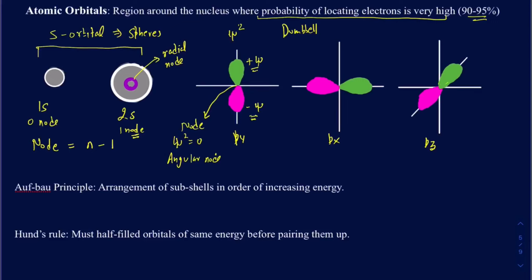When you find the total number of nodes using this formula, the principal quantum number minus 1, that's the sum of your radial nodes and angular nodes. The number of angular nodes is usually given by the value of L. Remember, the value of L for p orbitals is 1, so that's why there is one angular node. For the d subshell, the value of L is 2, so that gives you 2 angular nodes, and the rest of the nodes would be radial nodes, depending on how many total nodes you have in the given orbital.